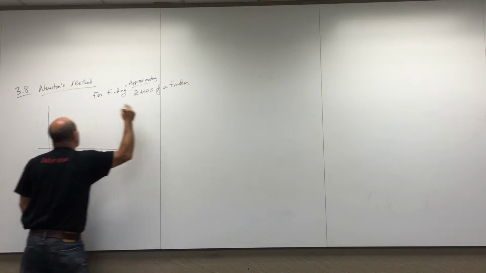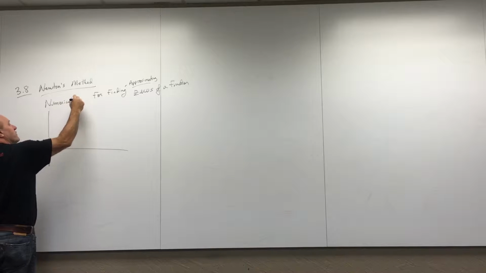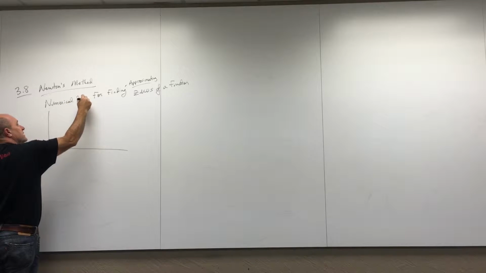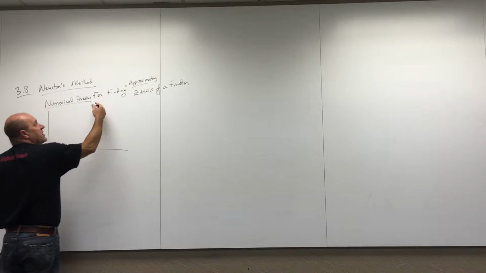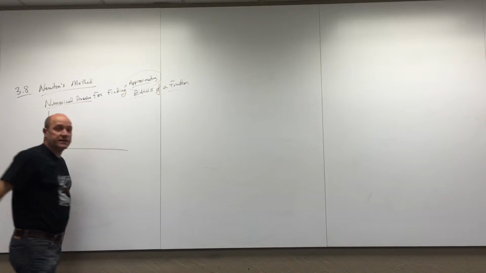I'm going to write those words too. Newton's method is a numerical procedure. We haven't done too many numerical procedures. This is a good first one to do here. It's a numerical procedure for finding or approximating the zeros of a function.